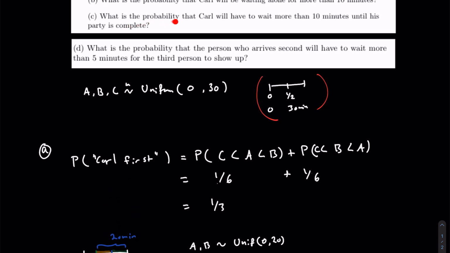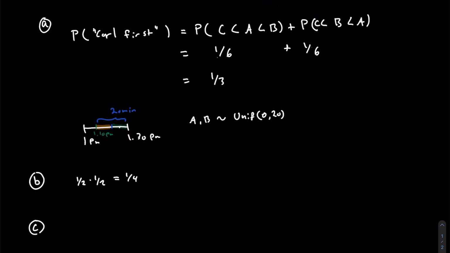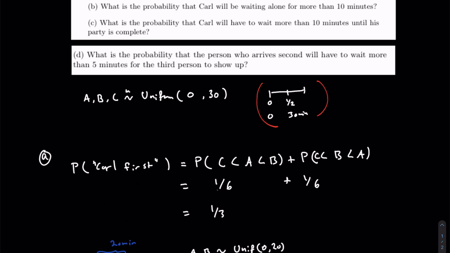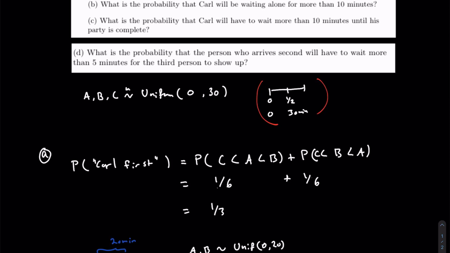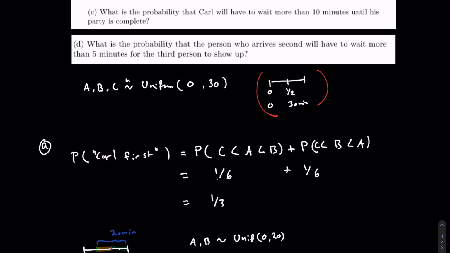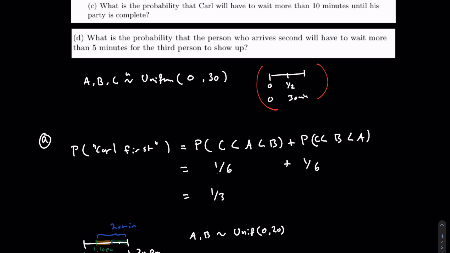And C, we are asked what is the probability that Carl will have to wait more than 10 minutes until his party is complete. And here, what does it mean that the party is complete? Well, it could mean that A, Alice arrives here, and then Bob arrives. So let's see, it's within more than 10 minutes. So really, there are combinations of arrival times between A and B.